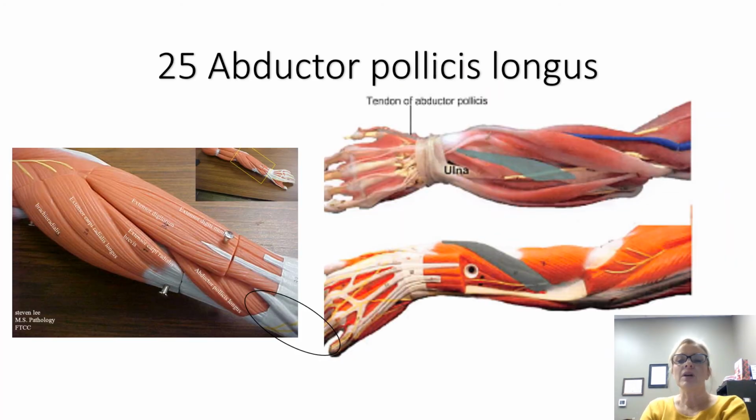Next, we have the abductor pollicis longus. This is the long puller away of the thumb. It is going to abduct the thumb at the carpometacarpal joint. It's got the most proximal origin, nearest the elbow, of the deep posterior forearm muscles. So that's a good way to find it. It is going to originate on the ulna and travel diagonally across the radius towards the thumb. So follow the tendon laterally to the thumb, and that should help you find it.